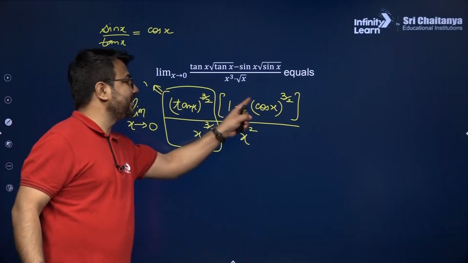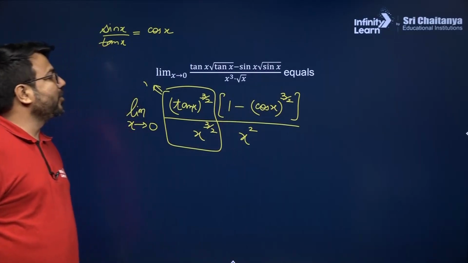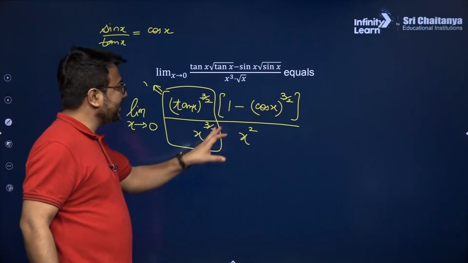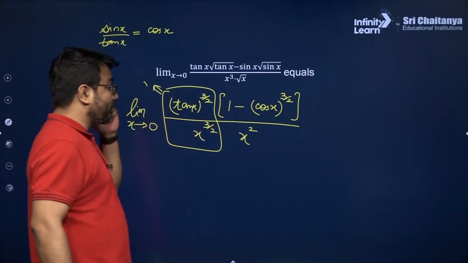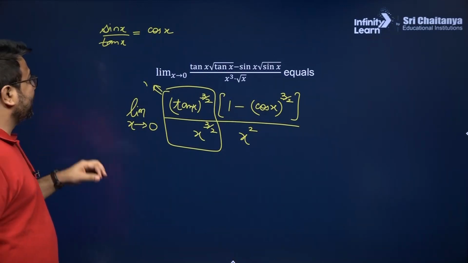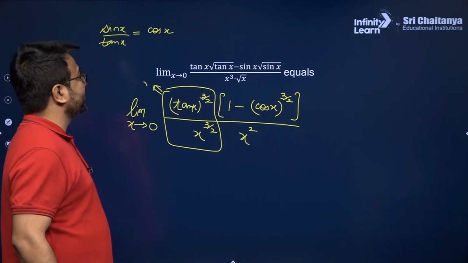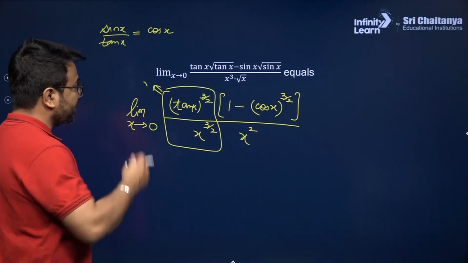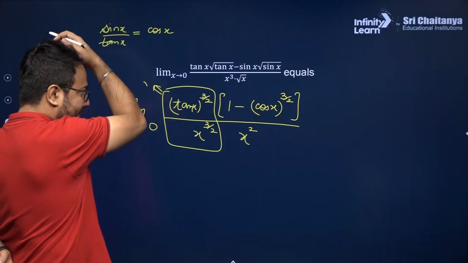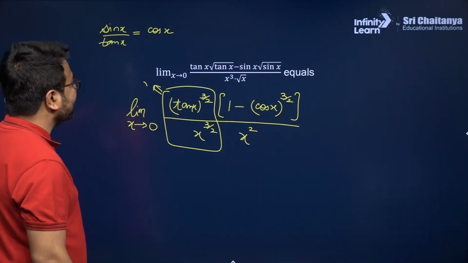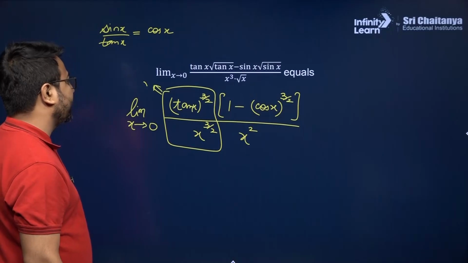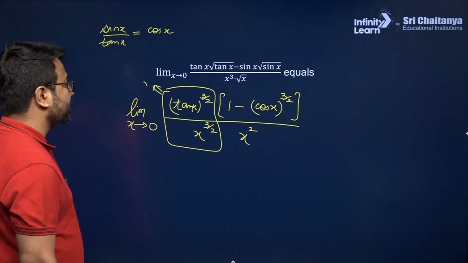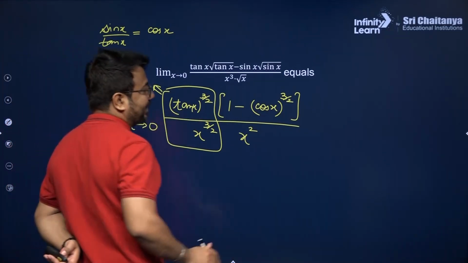Now we are left with (1 minus cos x raised to the power 3/2) upon x whole square. So how to deal with this particular function? Basically for dealing with this limit, let us take the terms over here, just a minute. We have (1 minus cos x) whole divided by x square. So basically can we use the factorization 1 minus, okay, yeah, let us use the factorization.